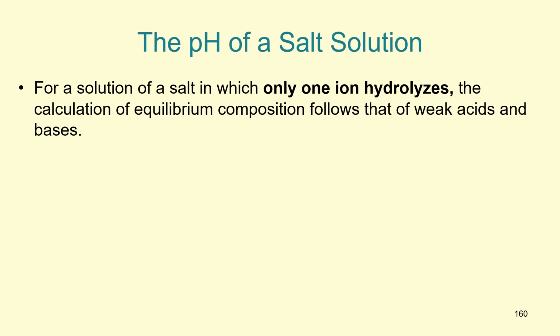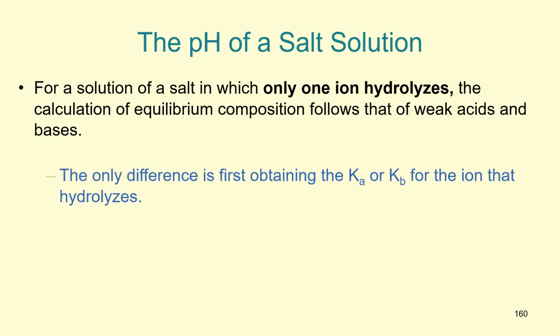Like I said, we're not going to get into the complication where we need to worry about both ions hydrolyzing. We're only going to figure it out if one ion hydrolyzes, so we'll be able to ignore one of the two. We can figure out the pH of a salt solution the same way we found the pH of an acid solution or a base solution, because these are weak acids and weak bases. The only difference is that before you can do the problem, you'll have to find the Ka given the Kb or find the Kb given the Ka. So let's do an example.